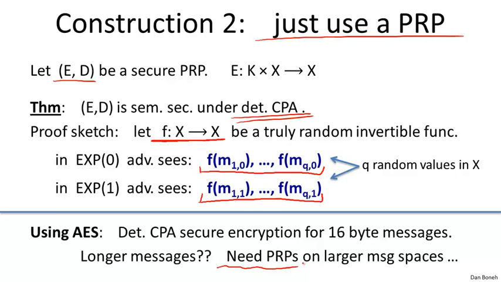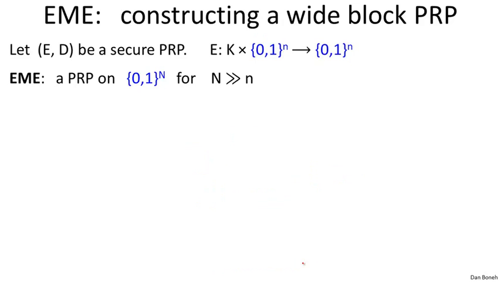Here we're going to construct PRPs with large message spaces from PRPs with small message spaces. So let's see how to do it. Suppose E, D is a secure PRP that operates on n-bit blocks. There's a standard mode called EME that will construct a PRP that operates on capital N-bit blocks, where capital N is much, much bigger than little n. So this would then allow us to do deterministic encryption on much larger messages than just 16 bytes. In fact, it could be as long as we want.